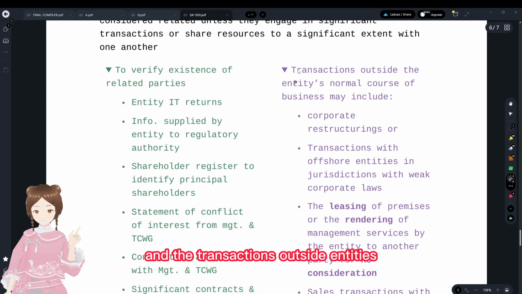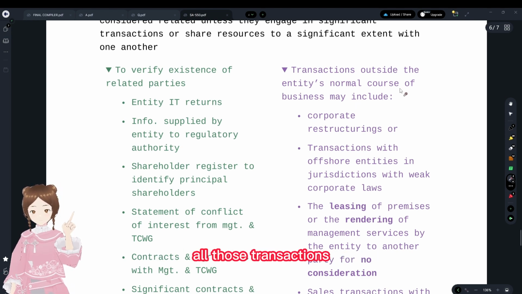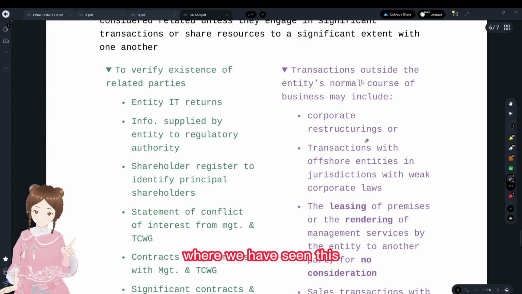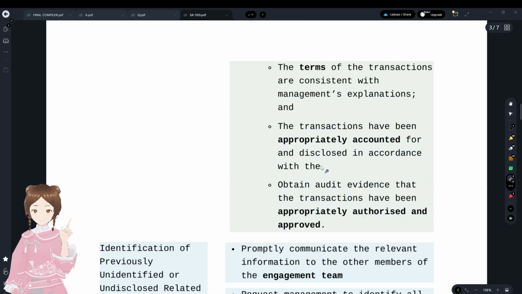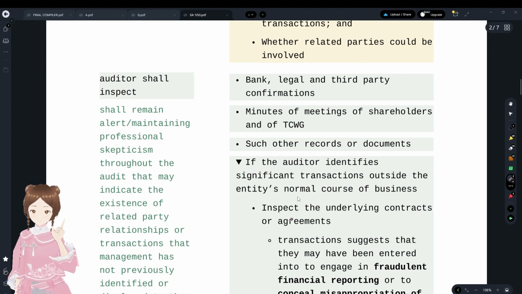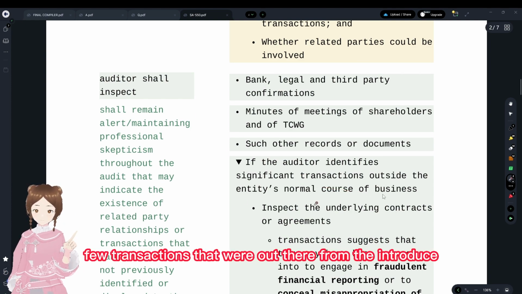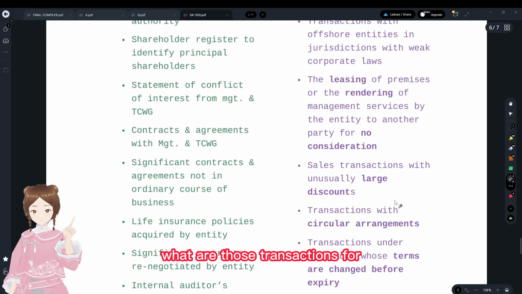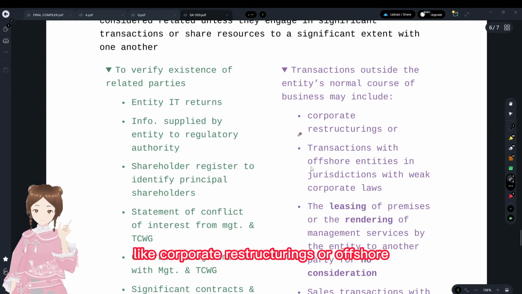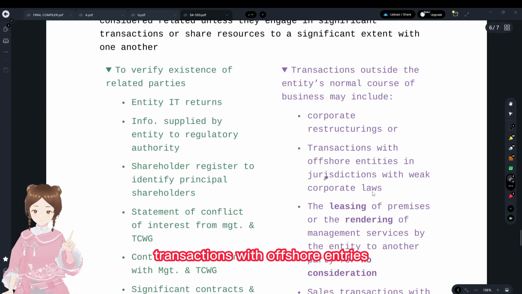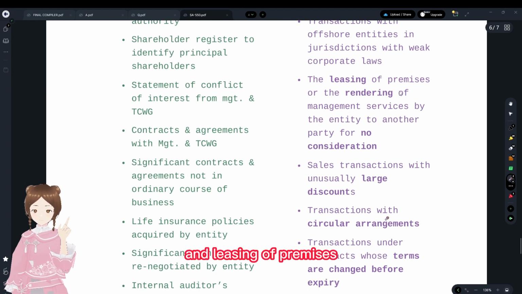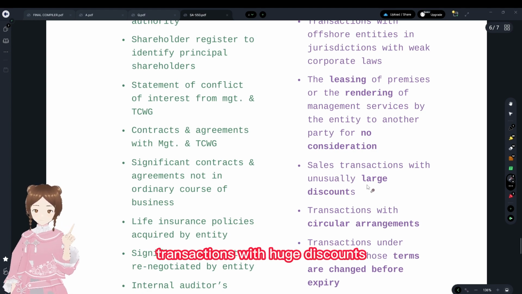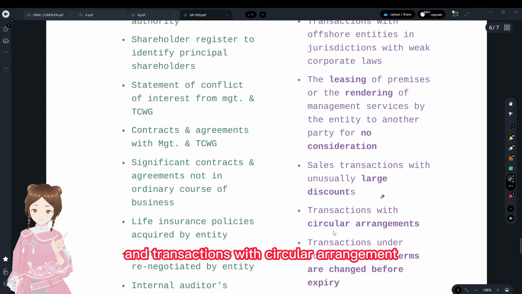And the transactions outside the entity's normal course of business may include what? You see, where have we seen this? We have seen it here, right? Yes, here there were a few transactions that were outside the entity's normal course of business through another party. What do we have to do with that? What are those transactions for? Like corporate restructurings, or offshore transactions with offshore entities having weak corporate laws, and leasing of premises or rendering management services for no consideration, and sale transactions with huge discounts, and transactions with circular arrangements.